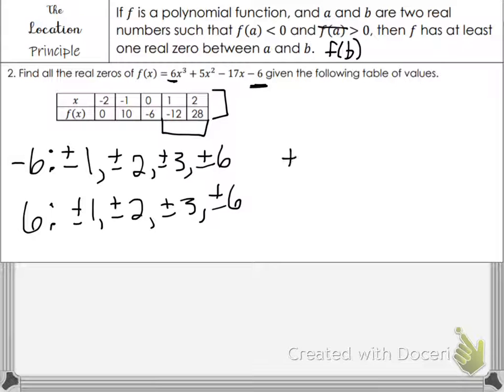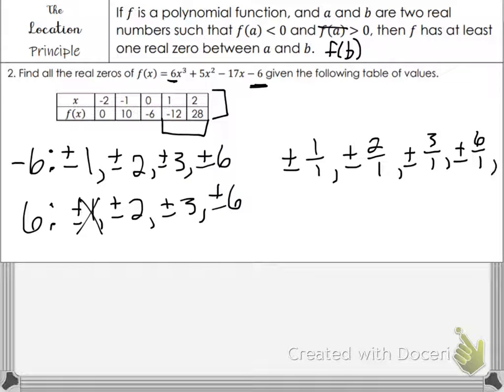So I get plus or minus 1 over 1, plus or minus 2 over 1, plus or minus 3 over 1, plus or minus 6 over 1. So I put all my top ones over my first bottom one. Now I got to put them all over plus or minus 2. Fun stuff. So plus or minus 1 over 2. Plus or minus 2 over 2. Do I already have a version of 2 over 2? Yeah, it's plus or minus 1 over 1, so I don't need that one.